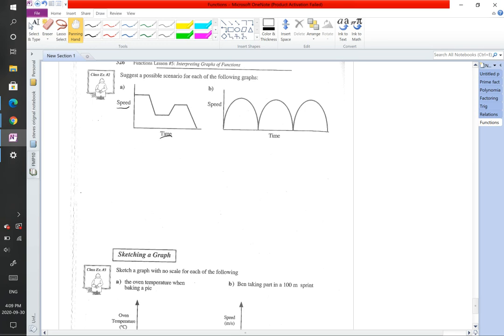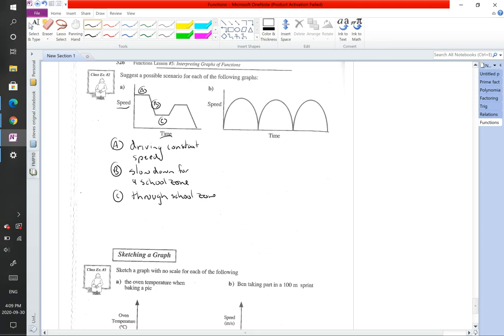We could start by saying, okay, well, we're driving at a constant speed. So in A, driving constant speed. And then B will be the next one. It looks like our speed is decreasing, so maybe we slow down for school zone. And C, it looks like we're going through school zone because we're going slower. And then in D, we speed up again, right here.